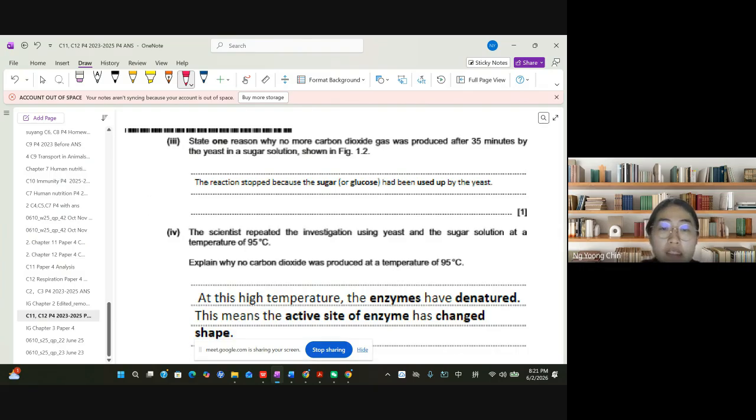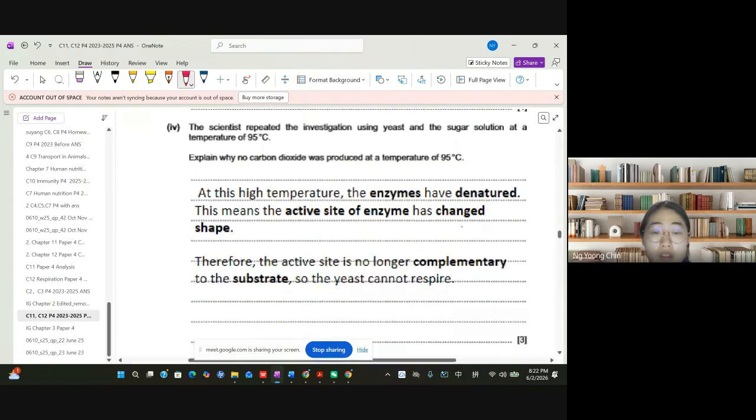Okay, and let's state the reason why no more carbon dioxide gas is produced in 35 minutes by yeast in the sugar solution. Because all of the sugar is being used up by the yeast. So this is the answer. It means that your yeast wants to carry out fermentation, but they don't have the supply of sugar already because it's already being used up, finished. You need to add new sugar solution.